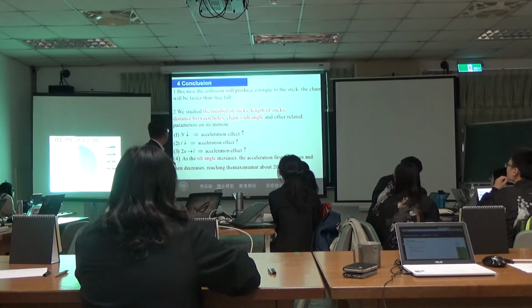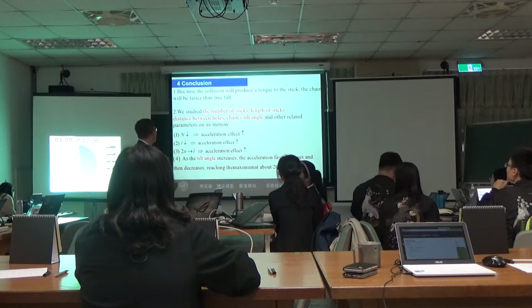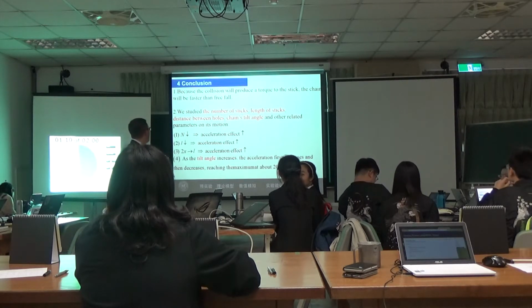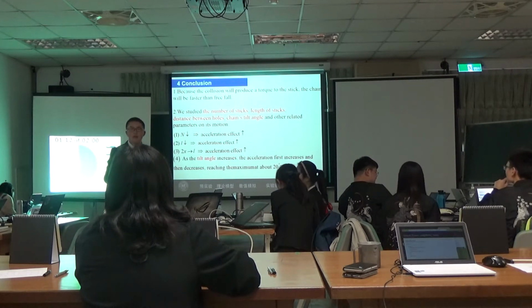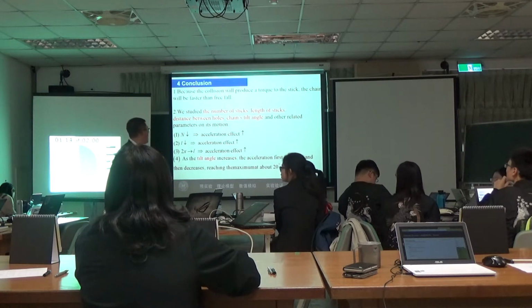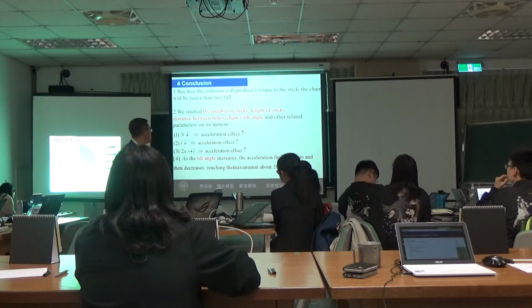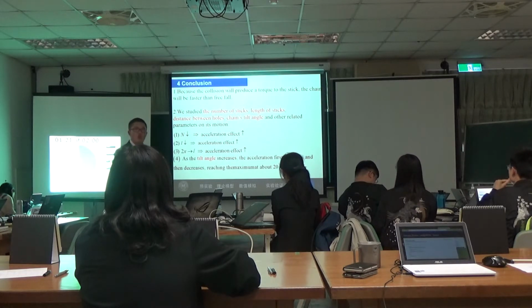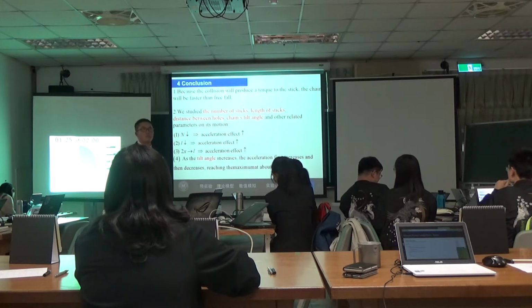Now our conclusion. We first explain why the faster chain will be faster, and second we investigate the number of sticks, the length of the stick, the distance between two balls, and the chain tail angle, and then we get the same conclusion as Team C.